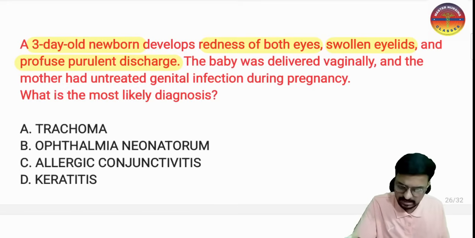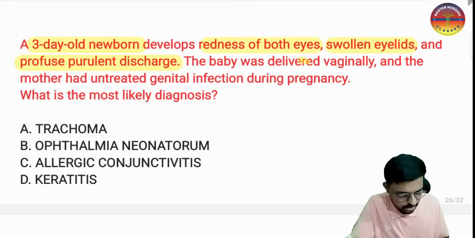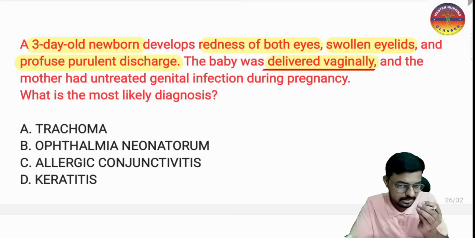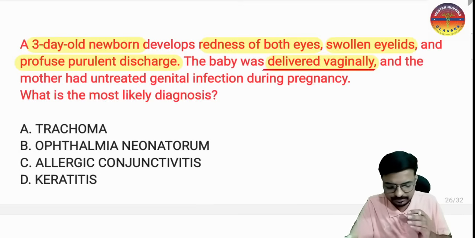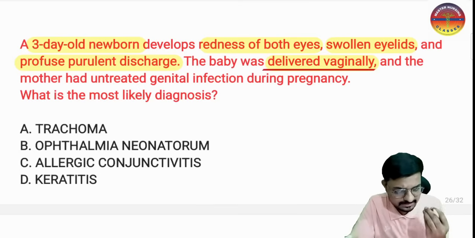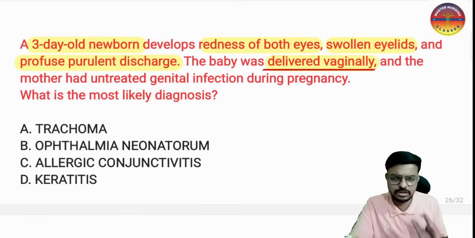Okay, so here is only our answer. Still we have to read the question completely. The baby was delivered vaginally. Yes, so the highest chance of transmission is during the delivery time, that is, during the perinatal period. The baby is coming out and the mother has an infectious birth canal, so the infection is transmitted from the mother's birth canal to the baby.